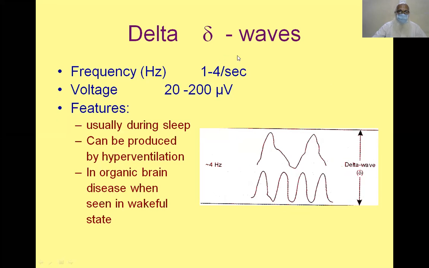Then the fourth type of wave, delta. These are even much bigger, and the frequency is even less than 4, 1 to 4. You can see it is up to 200 microvolts. These are usually during sleep. Can be produced by hyperventilation also. If you produce a situation where you are washing out carbon dioxide because of hyperventilation, you can produce delta waves. In organic brain disease also, it is possible that the delta waves may be produced in the wakeful condition.